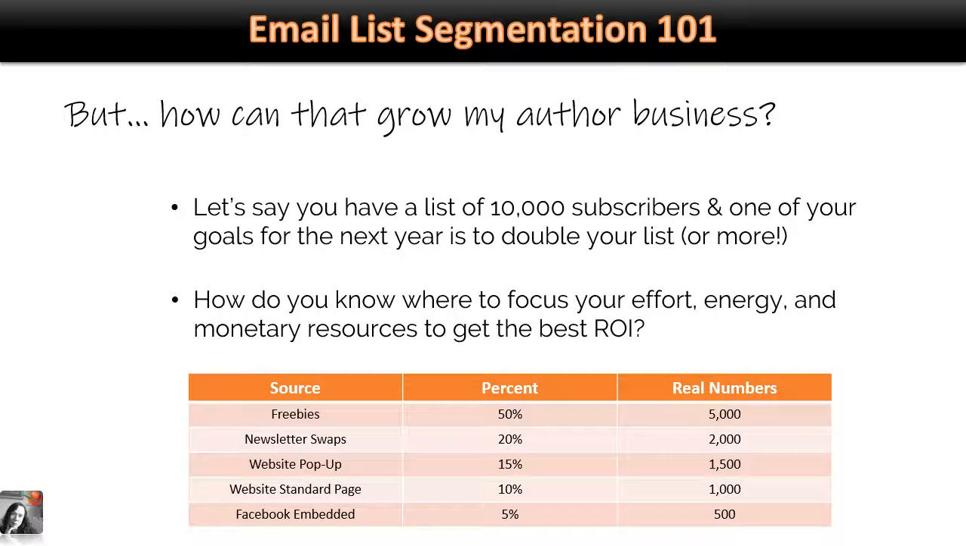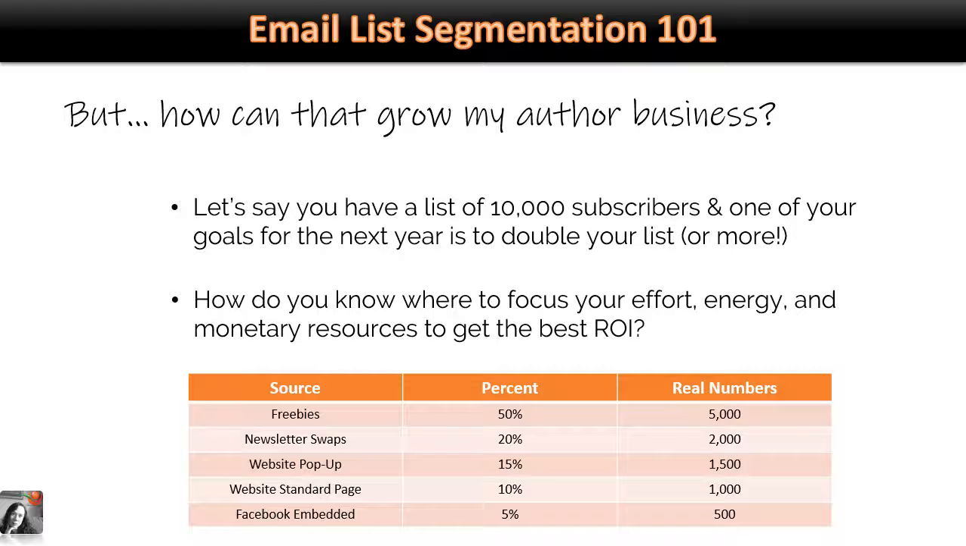And this is just based on the 10,000 subscribers because that's a good round even number to work with. So let's say 50%, you go in and look at your segments and your groups, and 50% of those you saw came in from a freebie source like Prolific. And maybe another 20% came in from newsletter swaps, and 15% came from the little pop-up form that shows up on your website. And only 10% came in from the standard website page form. And then maybe 5% or even probably less came in from your embedded form on Facebook.